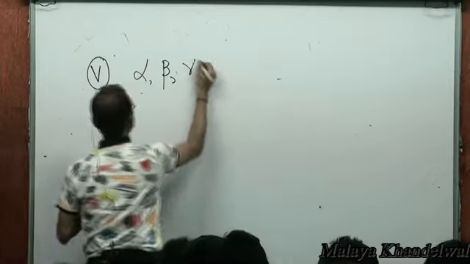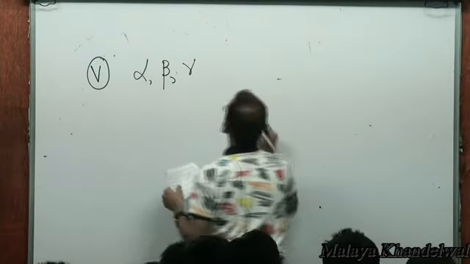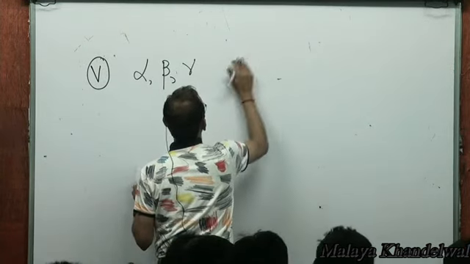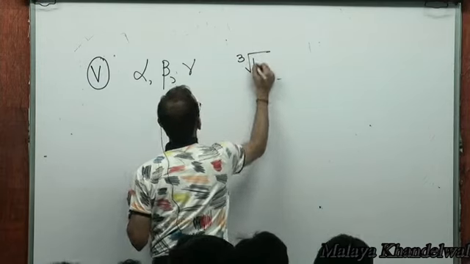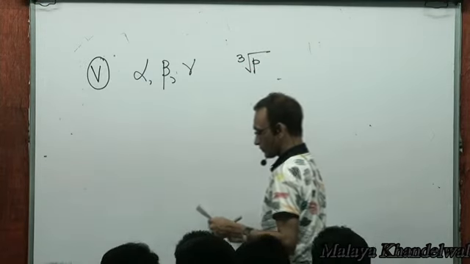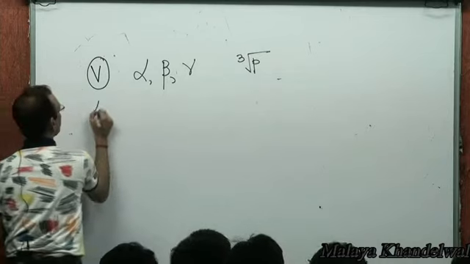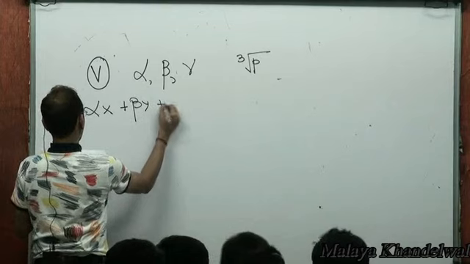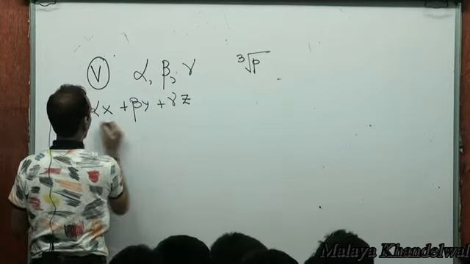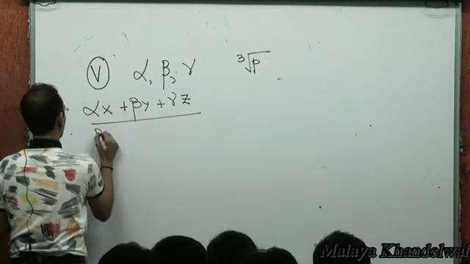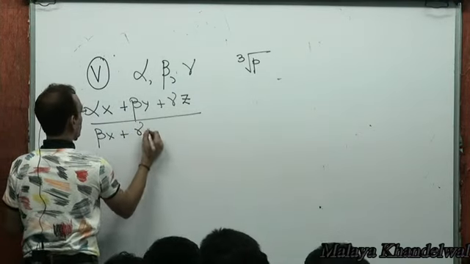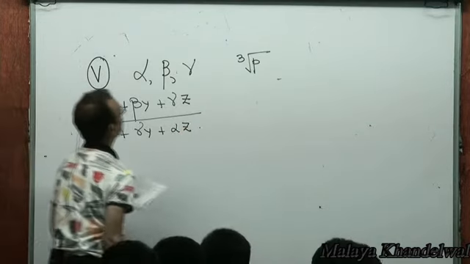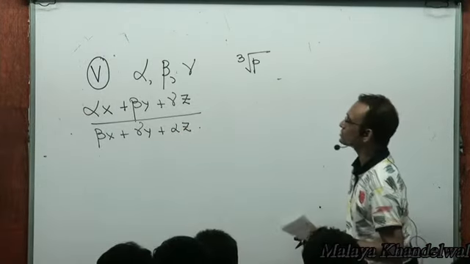Alpha, beta, gamma are the cube roots of P. We need to find the value of (alpha x plus beta y plus gamma z) divided by (beta x plus gamma y plus alpha z), given that alpha, beta, gamma are cube roots of unity.